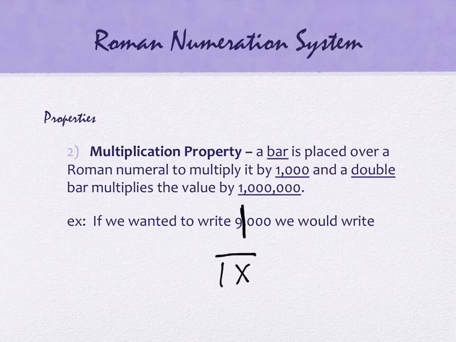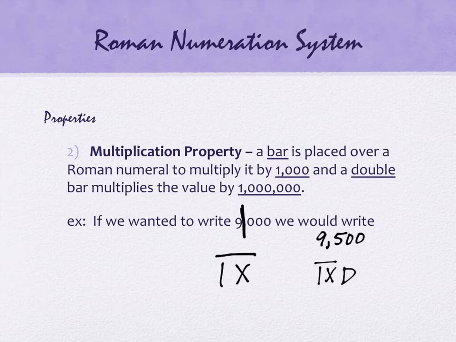Now, it's also interesting to note that if you have a number, it doesn't have to have a bar over everything. Like, let's say that it had 9,500. Well, we can do the IX for the 9,000, and then we can use our symbol for the 500, which is D. So you can intermix pieces that have a bar on top and pieces that don't. Or even pieces that have double bars with single bars and that don't. All that can be intermixed.